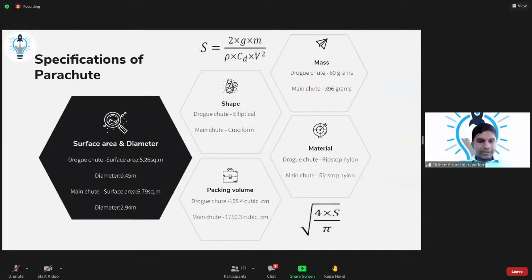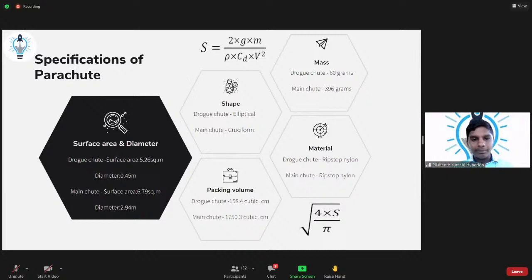Hello everyone, let's get into the specifications of the parachute. The drogue chute and the main chute both are made up of ripstop nylon. We chose ripstop nylon because it is strong and even if there is a hole in the parachute, it won't expand. The shape of the drogue chute is elliptical and the main chute is cruciform in shape. These shapes are the most preferred as they provide more surface area and reduce the descent velocity. We calculated the diameter and surface area of the parachute according to the mass of the rocket and descent velocity of the rocket. The descent velocity of the rocket is 5 meters per second.